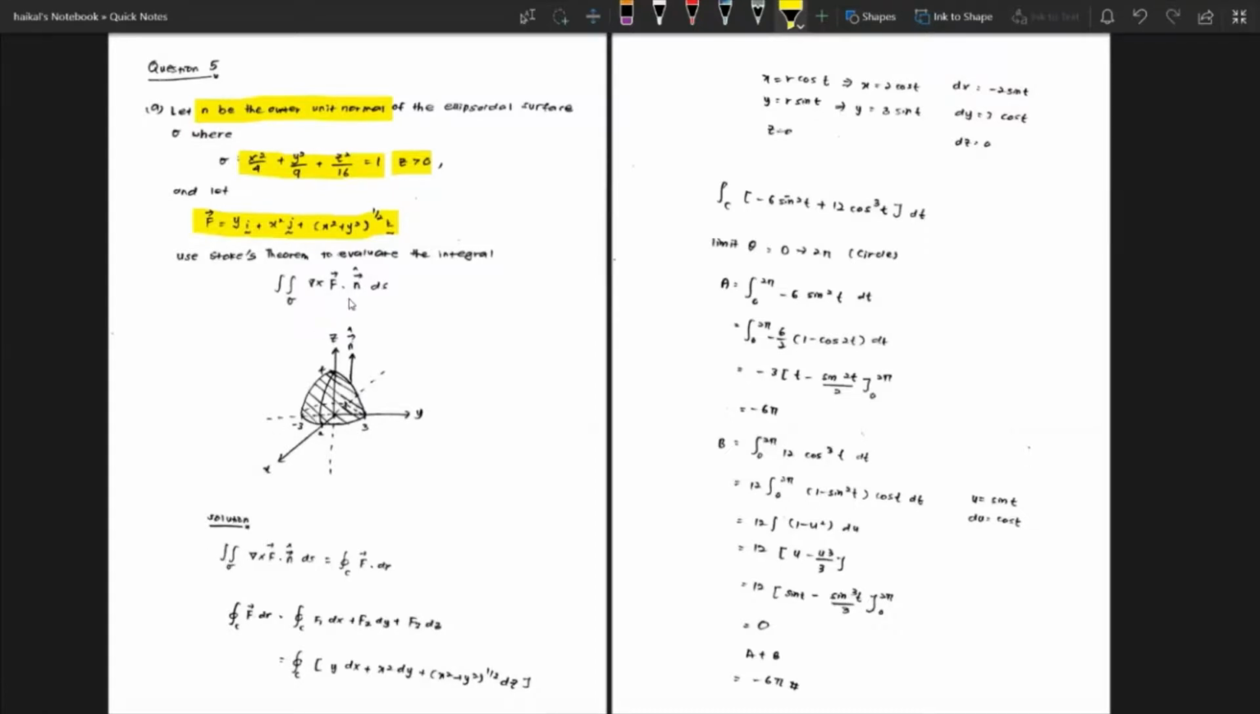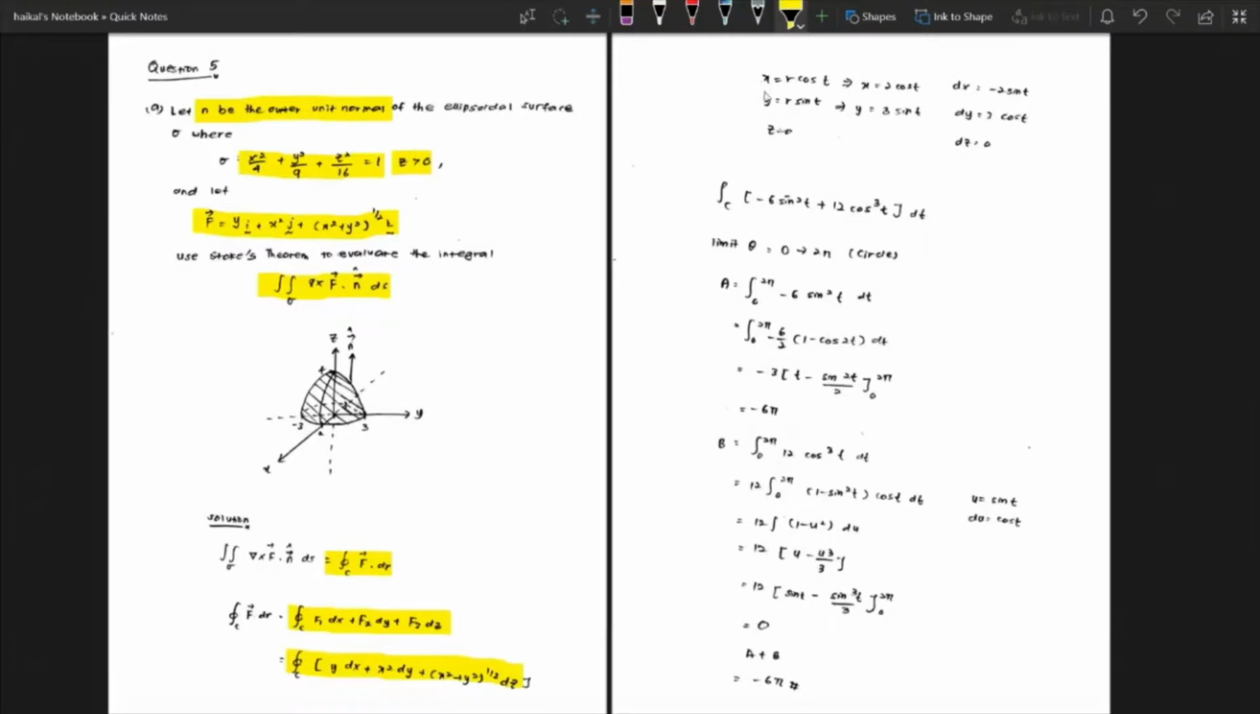So the solution is, the question said to evaluate the integral, double integral of curl f dot n dS. So we must use the integral of f dot dr, so integral of f1 dx plus f2 dy plus f3 dz. So we integrate y dx plus x squared dy plus (x squared plus y squared) to the power of half dz.